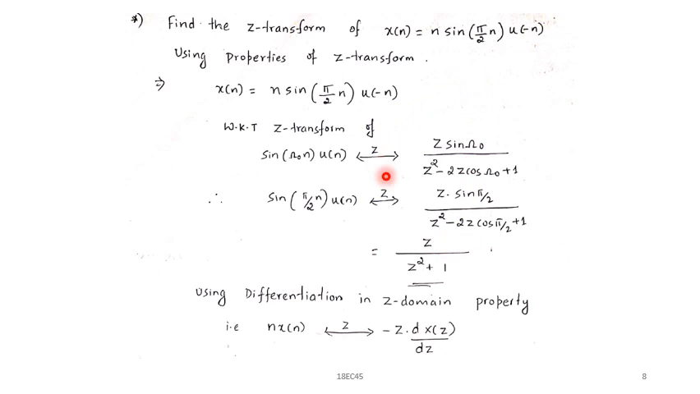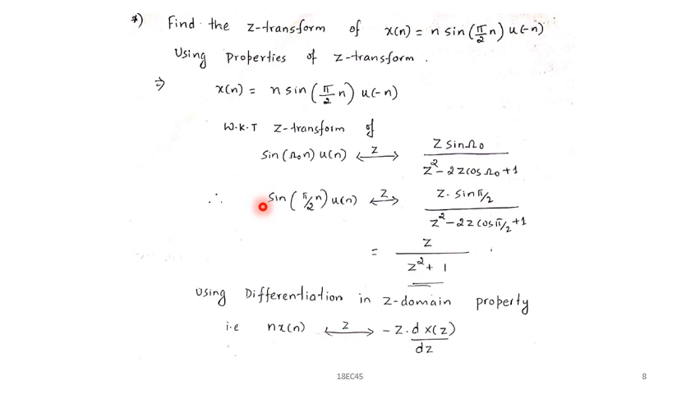So a very important thing is you should remember this particular equation. The z transform of some standard signals is already mentioned in the textbook also. The table is there, you should know the z transform of this particular signal. If I know that table, then I can write directly, I'll just compare with the standard equation and substitute the value of omega naught. So we'll get z by z square plus 1.